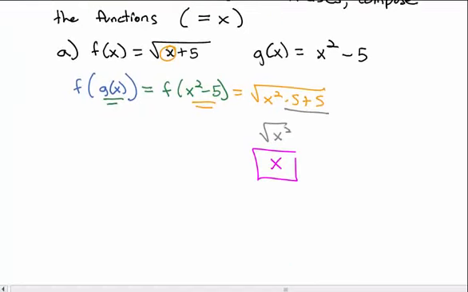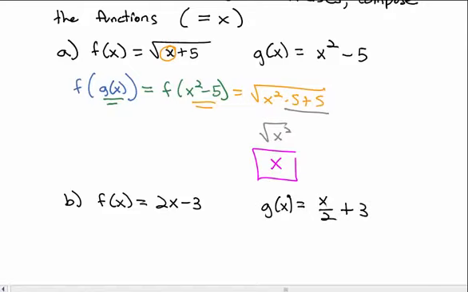Let's do one more example where we check to see if two functions are inverses. Let's say f of x equals 2x minus 3. G of x, then, we would assume we're going to do much the opposite. So instead of multiplying by 2, we'll probably divide by 2. And instead of subtracting 3, we'll probably add 3. So it would make sense to say that we have inverses.